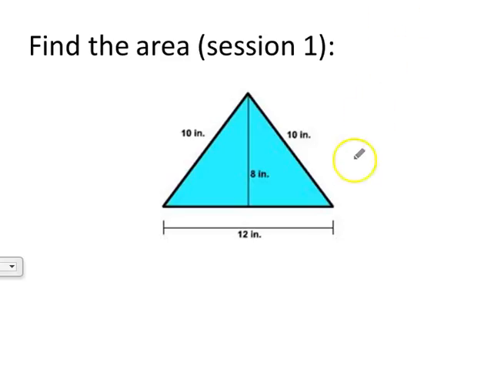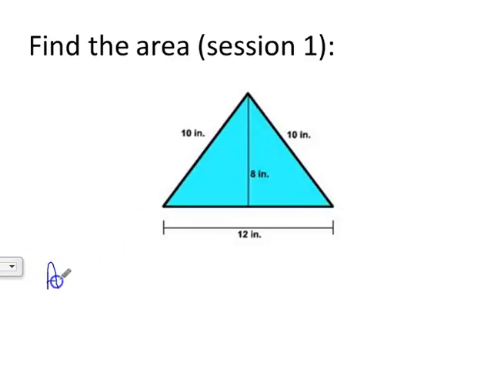All right, let's take a look at this triangle, and we want to find the area of this triangle. If you feel like you can do this already and you want to try it on your own, go ahead and click pause now and try to find the area of this triangle. When you're ready to check your work with mine, go ahead and click play.